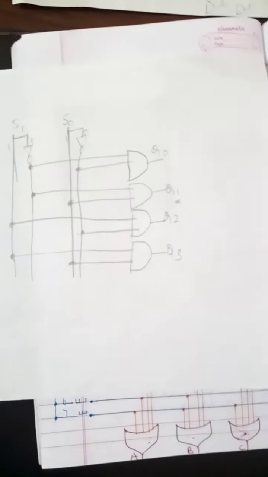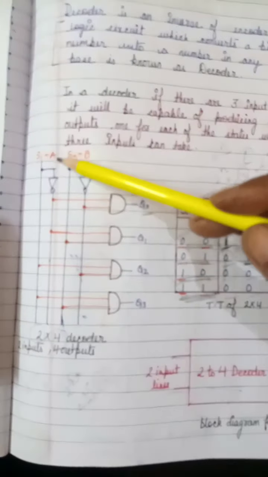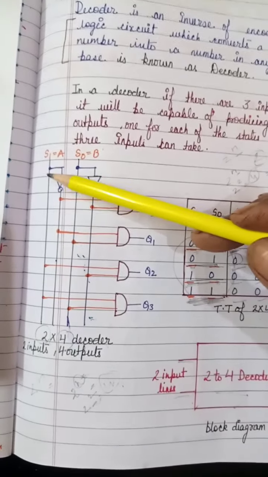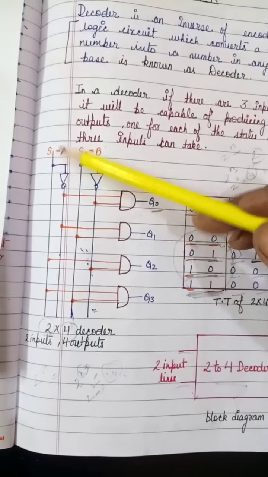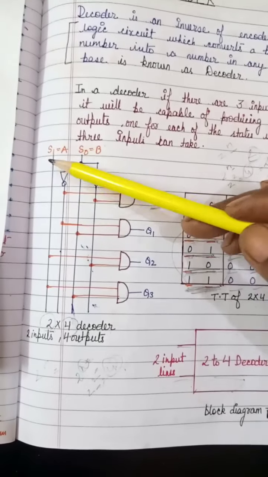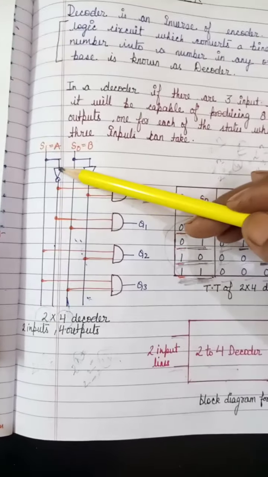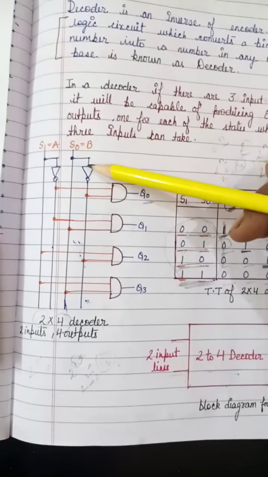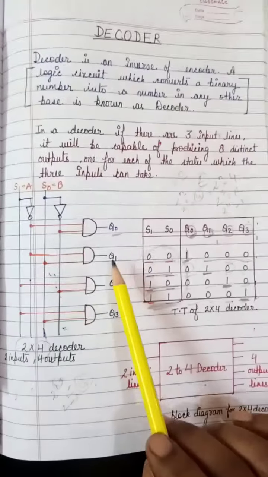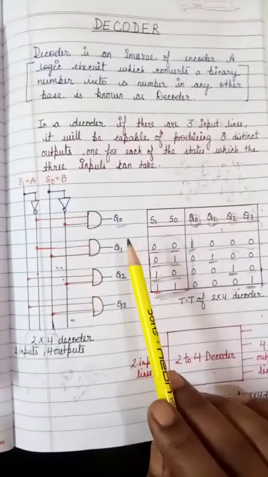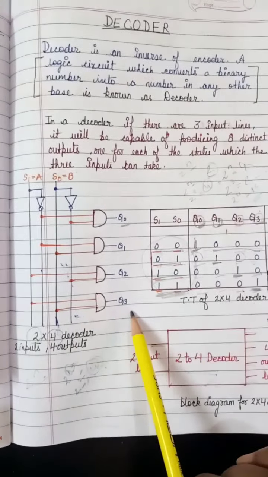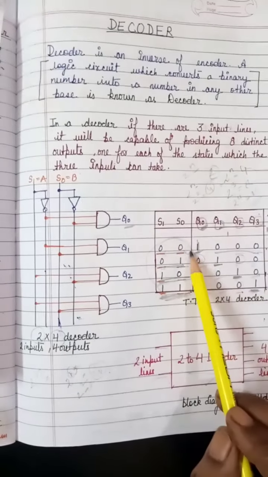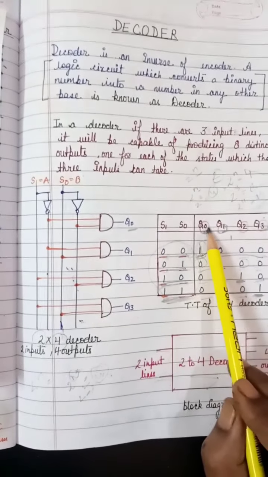Okay. So this is the logic diagram of the 2 to 4 decoder. There are two input lines. One is uncomplemented and one is complemented. From each input line there are two lines. One is representing 1 and one is representing 0 because of this NOT gate. Similarly here. Then how many output lines will be there? If two input lines are there, 4 output lines will be there: Q0, Q1, Q2, Q3. In this table you can see we are getting 1 in Q0.